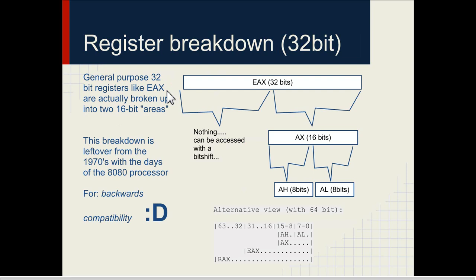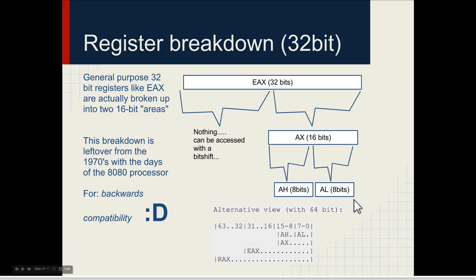So this is how registers are broken down. This is all left over from the 1970s, the days of the 8080 processor, and it's for backwards compatibility. And remember, backwards compatibility is the bane of security and makes many of these shellcode tricks possible. The AH and AL registers were introduced when the AX register took over as 16-bit processors came about, and then EAX came about when 32-bit processors were introduced. The previous register types were kept simply for backwards compatibility to ensure that old code worked.